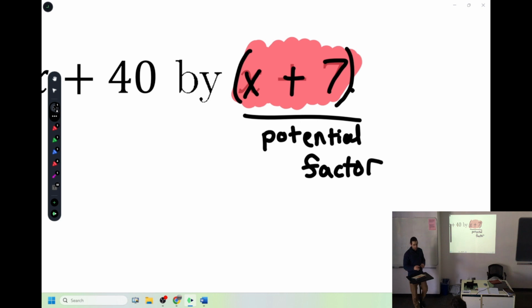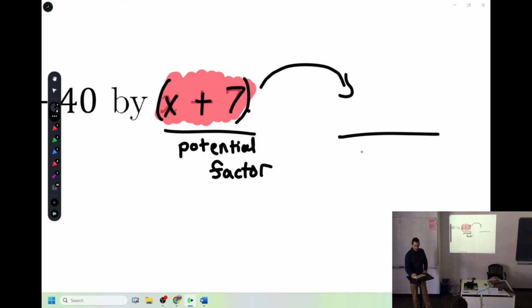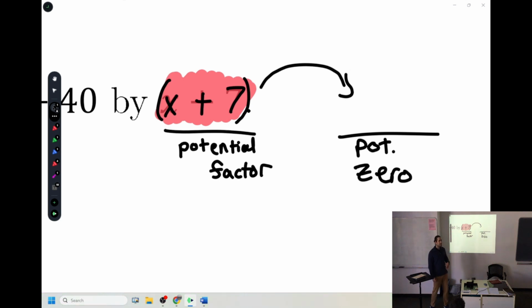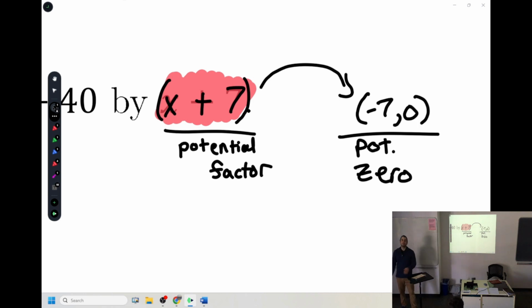So the fun thing to know, what's the 0 associated with that potential factor? What would the potential 0 be? I thought this was a gimme. I'm just going to write negative 7. Fine, the potential 0 is x equals negative 7. There you go. There's the potential 0.